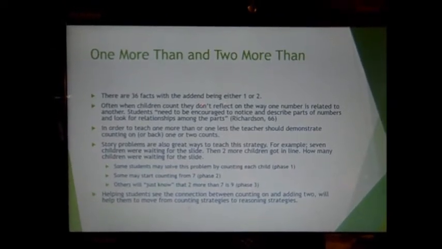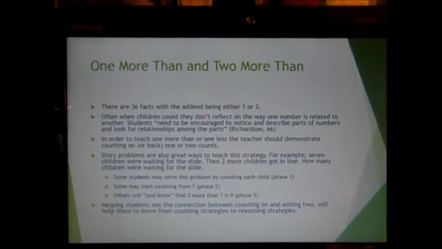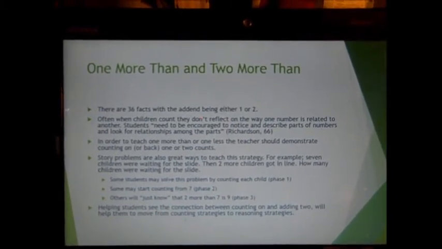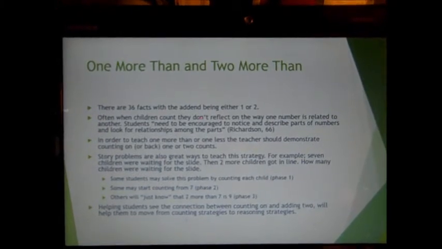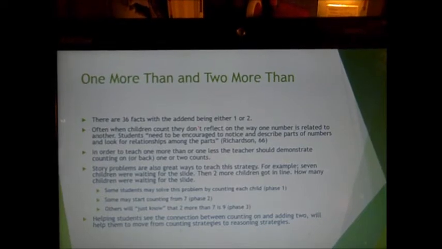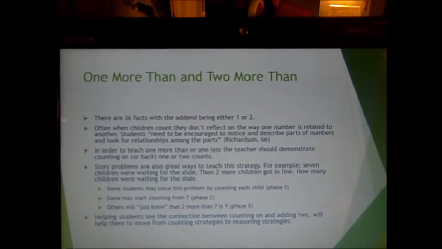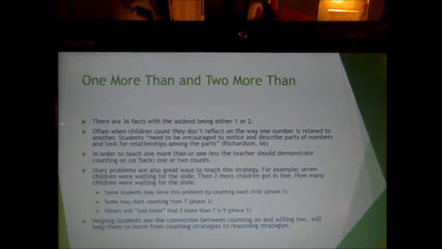Often when children count, they don't reflect on the way one number is related to another. Students need to be encouraged to notice and describe parts of numbers and look for relationships among the parts. In order to teach 1 more than or 1 less than, the teacher should demonstrate counting on or back 1 or 2 counts. Story problems are also great ways to teach this strategy.